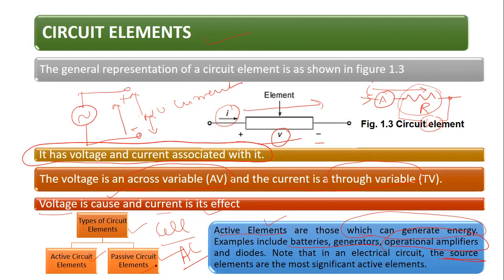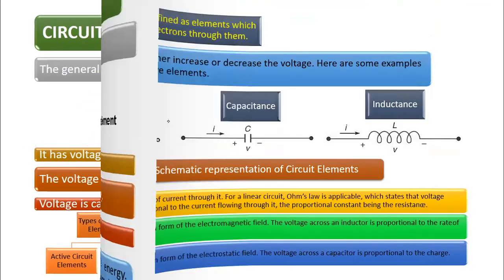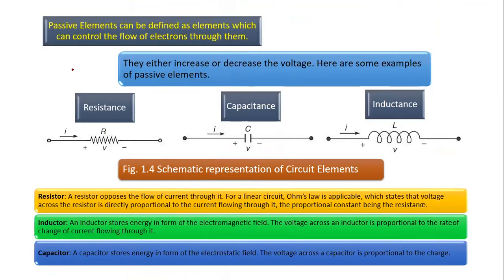And then we have passive circuit elements. Passive circuit elements are those elements which do not generate electricity, but they are used in electrical circuits, because to analyze an electrical circuit, we make use of all these passive elements. They do not generate electrical energy, rather they consume it. A resistance dissipates electrical energy in the form of heat.